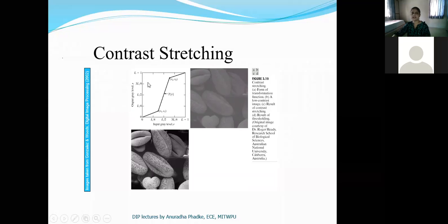Because of this transformation, we get this new image, which represents all S values or modified values. And if you look at the result, you can say that contrast is improved as compared to the original image. So that's all about today's lecture.